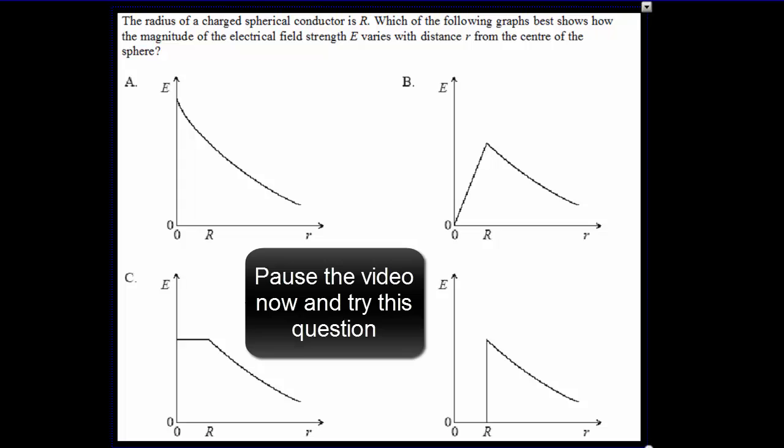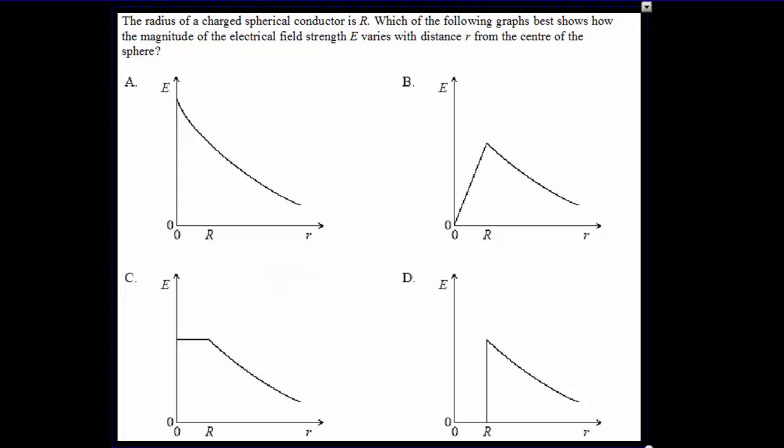Here's a little IB question. Stop the video now, read over the question, and see if you can work out the answer.